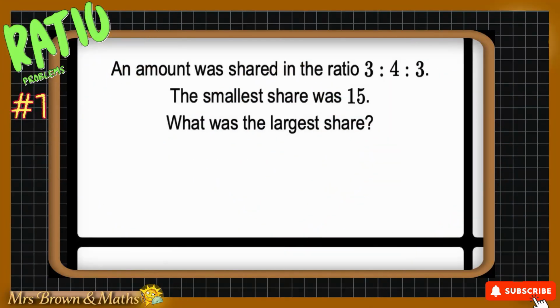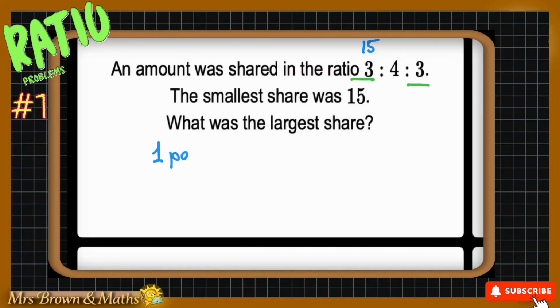Today we're going to deal with an unavoidable exam topic, ratios. Question 1. An amount was shared in the ratio 3 to 4 to 3. The smallest share was 15. What was the largest share?